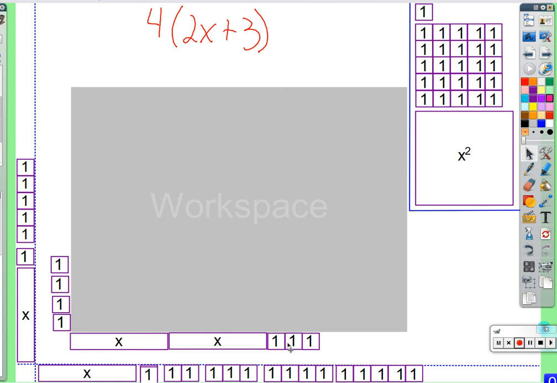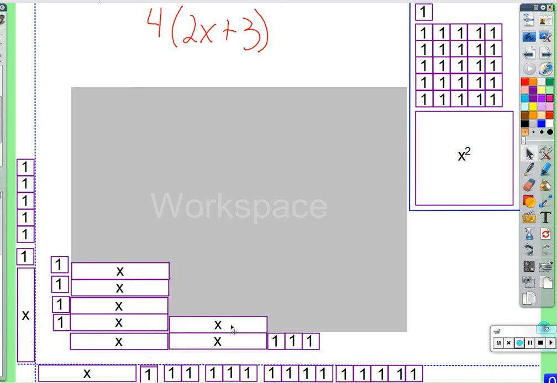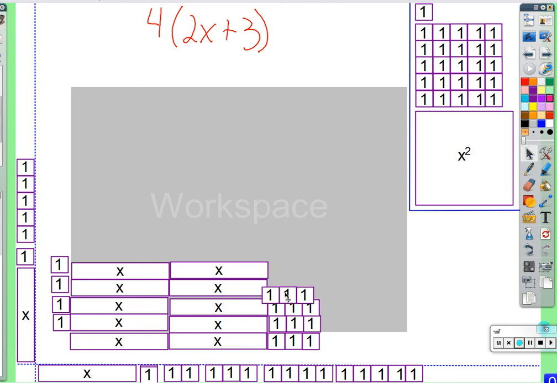Now, have you done any multiplication yet? No? Okay, so what does it look like to do the multiplication? Fill it in. So could you fill in that rectangle? Making a rectangle that on one side is 4, and on the bottom side is 2x plus 3. Okay. So just with these blocks, she's multiplied 4 times 2x plus 3. So here is the product.